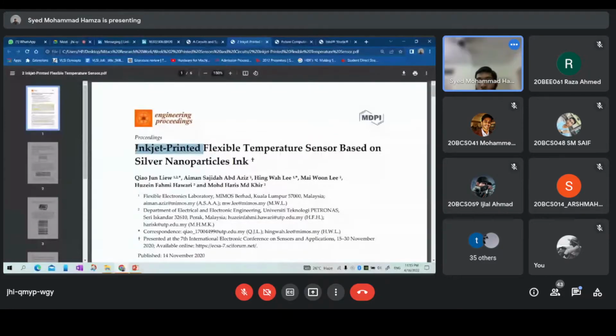Since it is a printed thing, it is based on some ink, and that ink is silver in nature, and its feature is that it has nanoparticles. So it is a silver nanoparticle ink. So on an inkjet printer, we have designed a temperature sensor that is flexible in nature, which has been designed through an inkjet printer with a silver nanoparticle ink. Now from the title, we understood a lot of things.